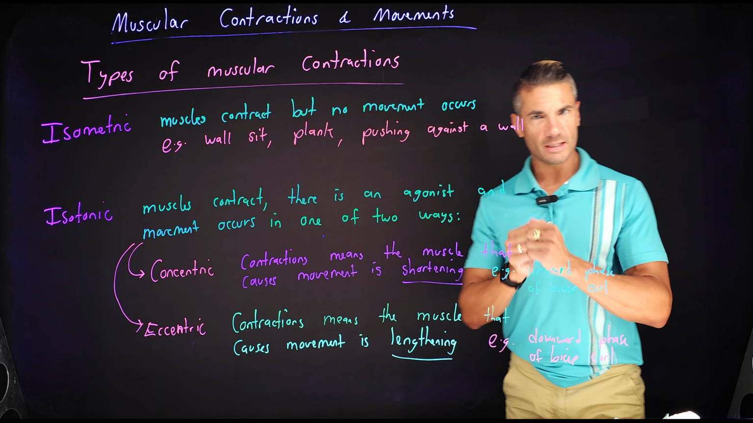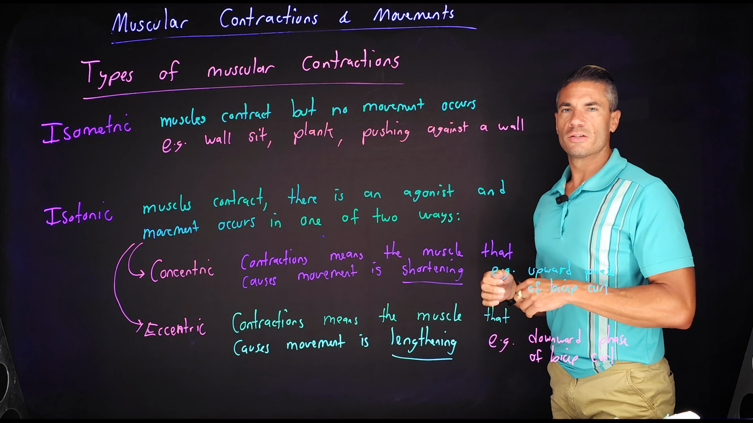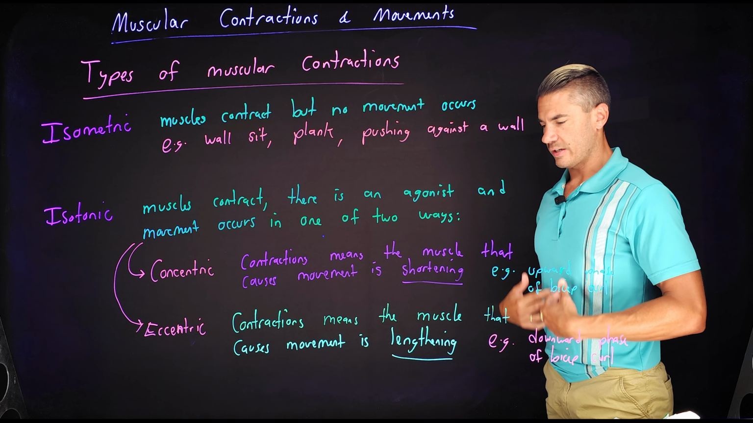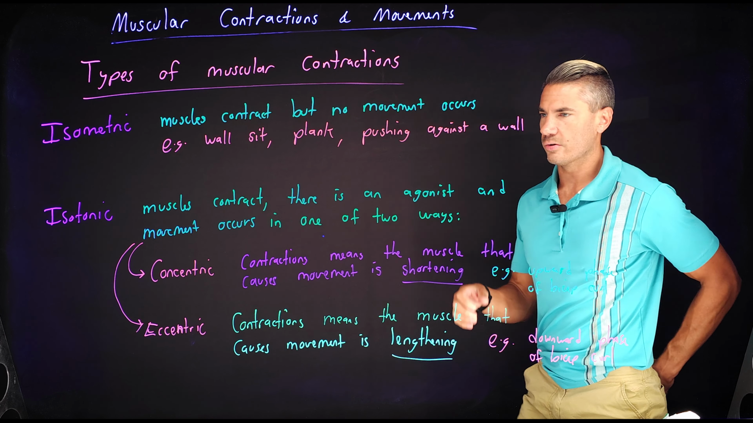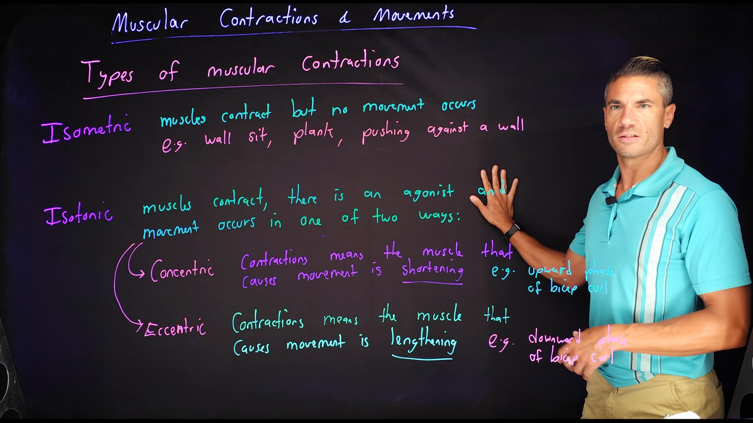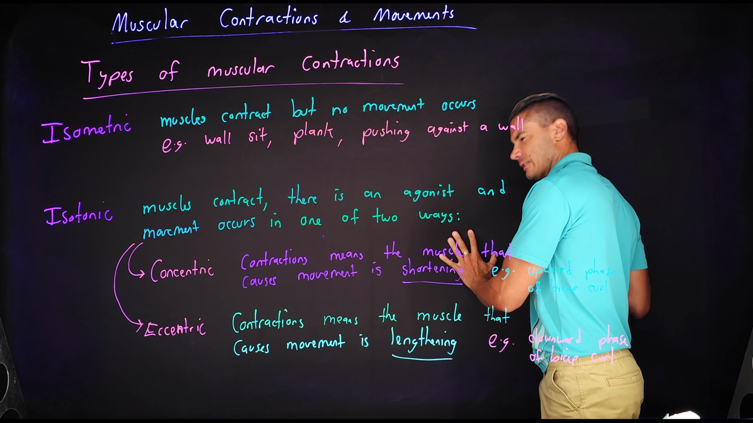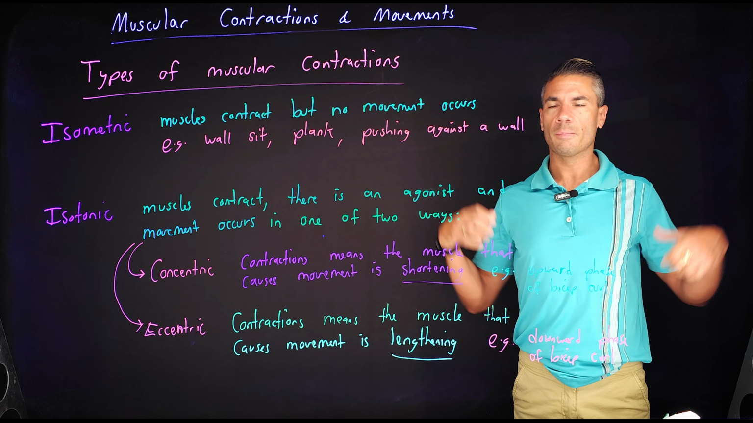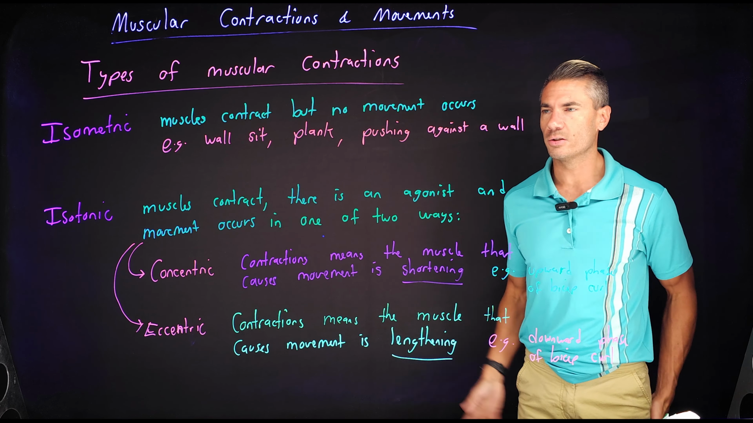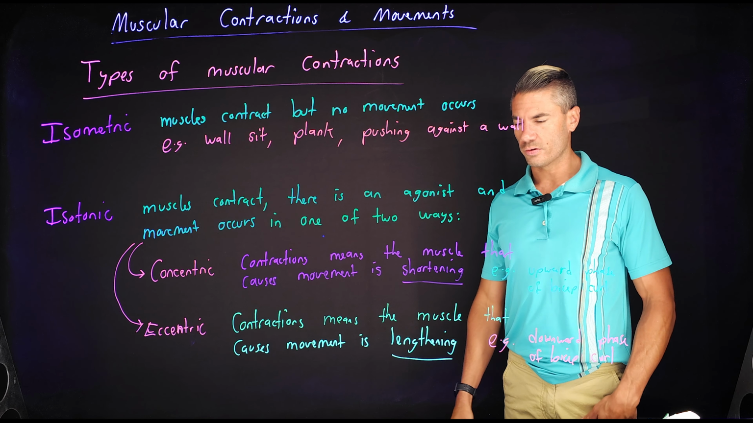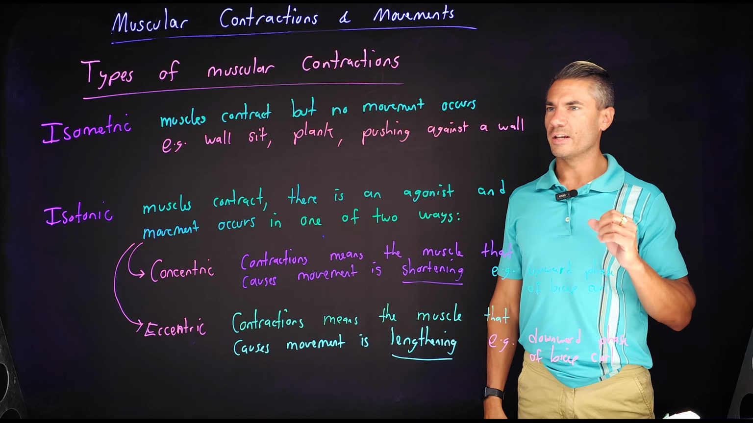Plank is another very common one, okay? So you're engaging your back, your rectus abdominis, your erector spinae, but no movement is occurring. Or simply pushing against a wall. If I just went and pushed, I'd probably be generating a whole lot of tension in my triceps, my back, my shoulders, even my legs and my glutes, but no movement's occurring, because the wall is stronger than I am for now.